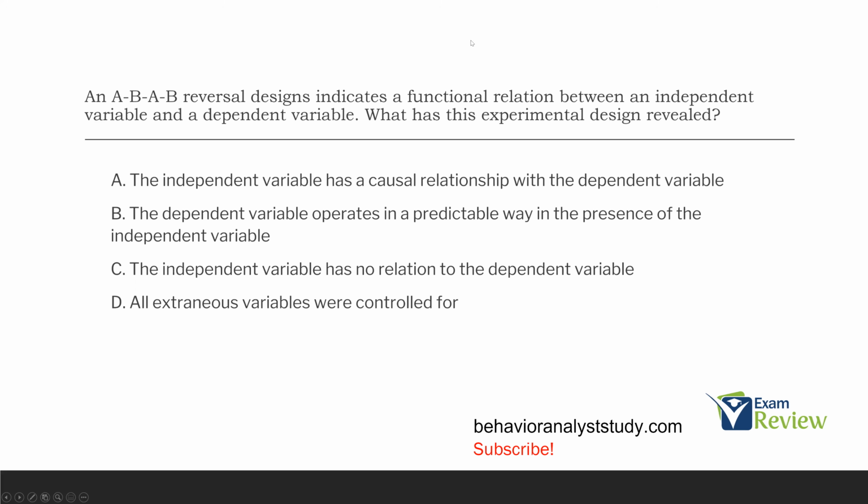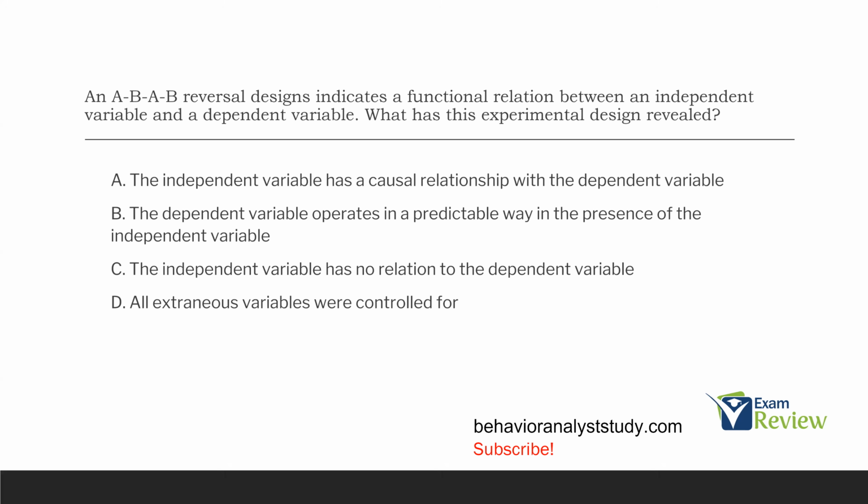Okay, so it can indicate a functional relation pretty strongly, right? And it indicated a functional relation between an independent variable and a dependent variable, meaning some sort of intervention has some sort of control over a behavior. What is it revealed, right? A, the independent variable has a causal relationship with the dependent variable.